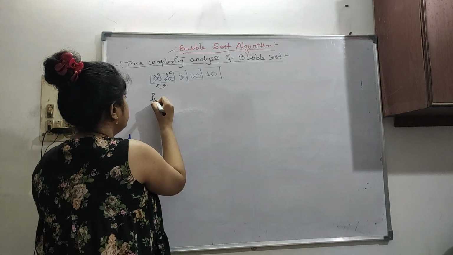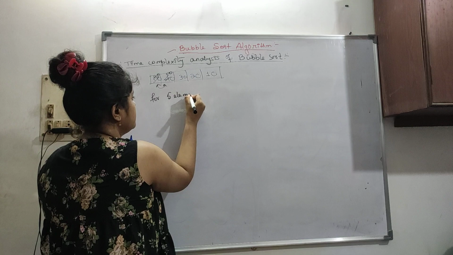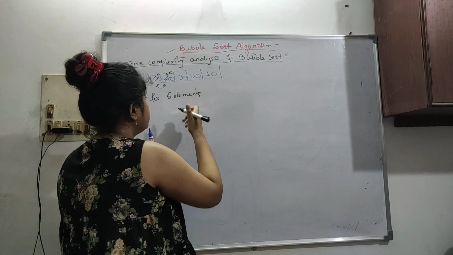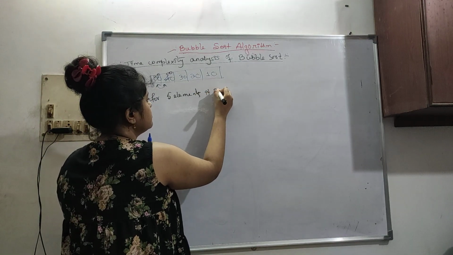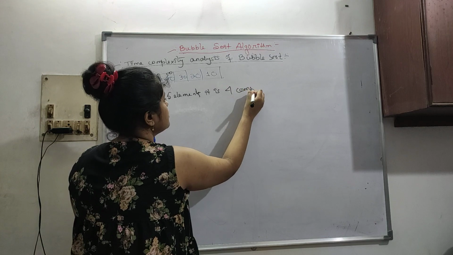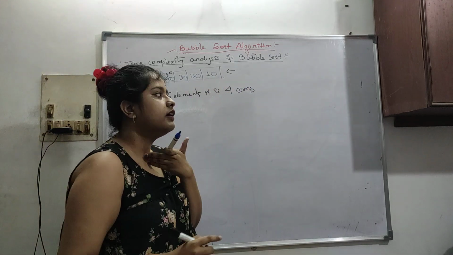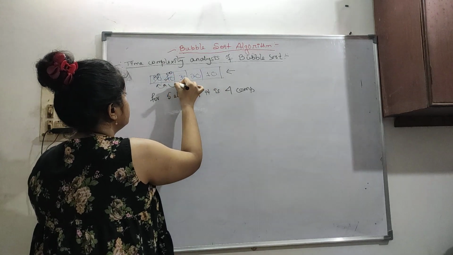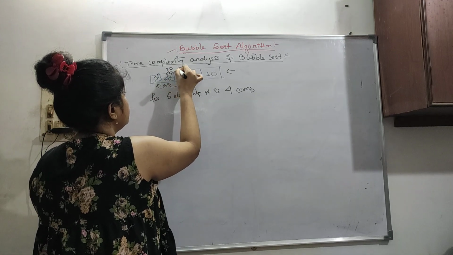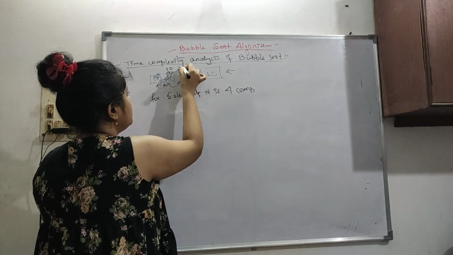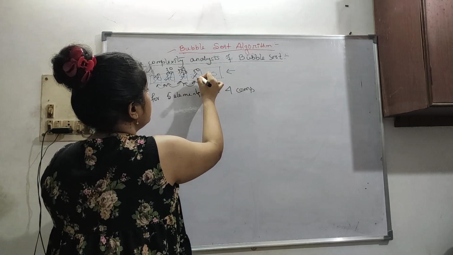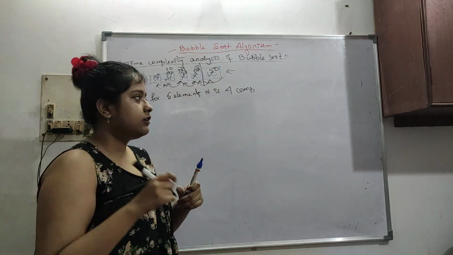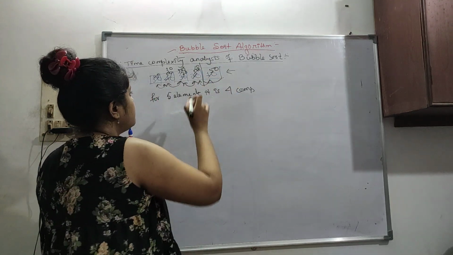So for 5 elements, we have already seen how it is working. 50 will go till the last, like this. So for 5 elements it is taking 4 comparisons for this array. Now 50 will be at its correct position. Then 50 and 30, 30 will come here, 50 will go here. 50 and 20, 20 will come here, 50 will go here. Now 50 and 10, 10 will come here, 50 will go here. So the highest element, 50, is in correct position. Now we have to check this again.